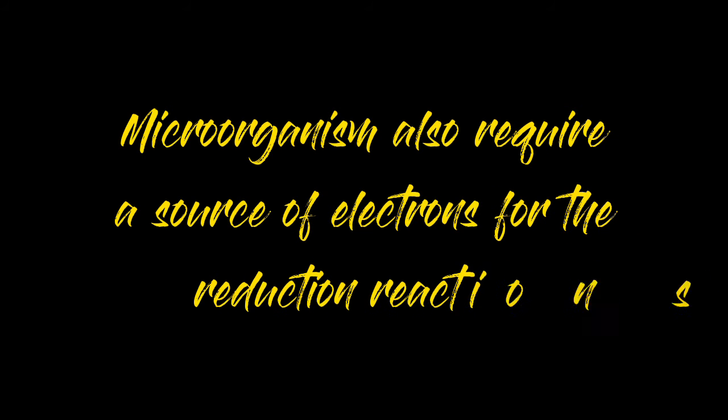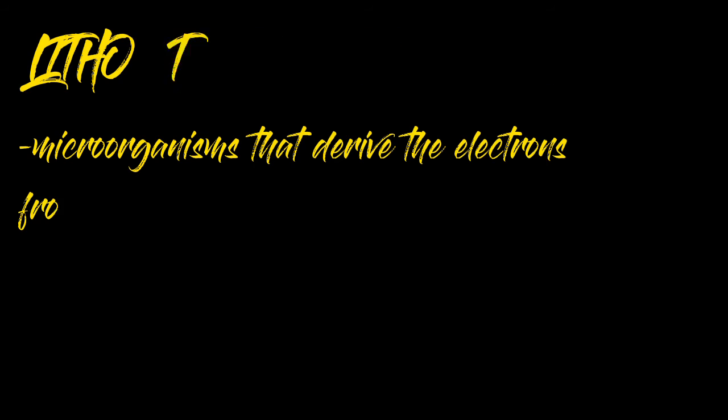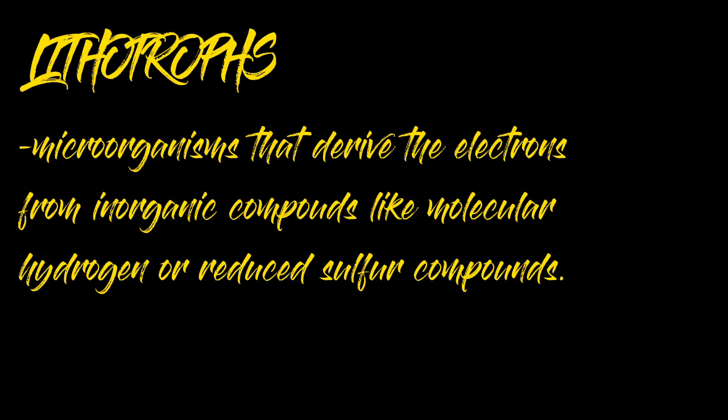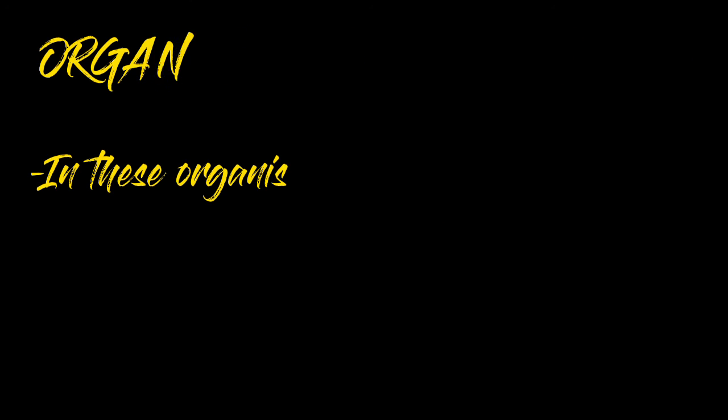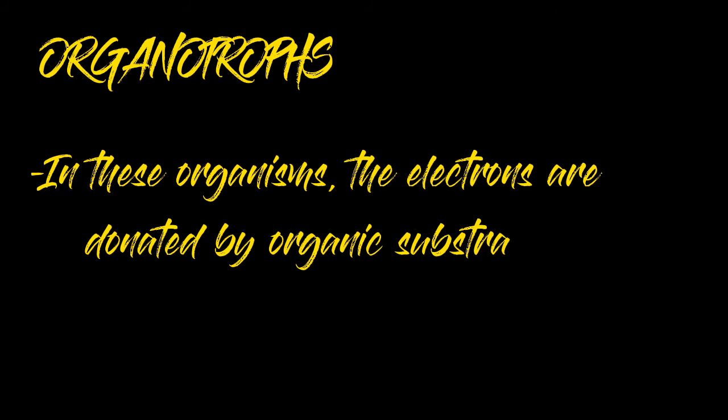Microorganisms also require a source of electrons for the reactions. Lithotrophs are microorganisms that derive the electrons from inorganic compounds like molecular hydrogen or reduced sulfur compounds. Organotrophs are organisms in which the electrons are donated by organic substrates.